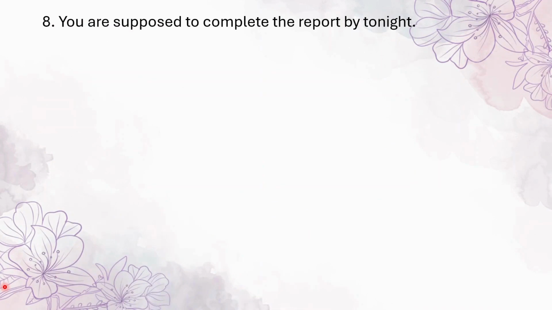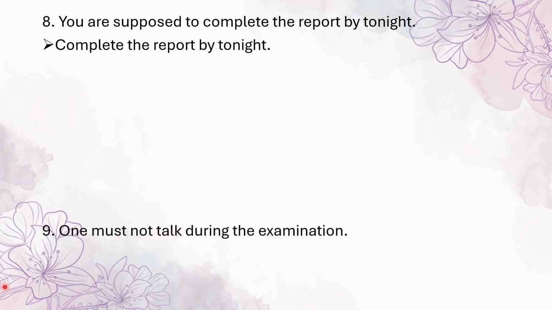Next, "You are supposed to complete the report by tonight" becomes "Complete the report by tonight." The phrase "is supposed to" is unnecessary in commands. Just begin with "complete," and the sentence becomes simple and clear.